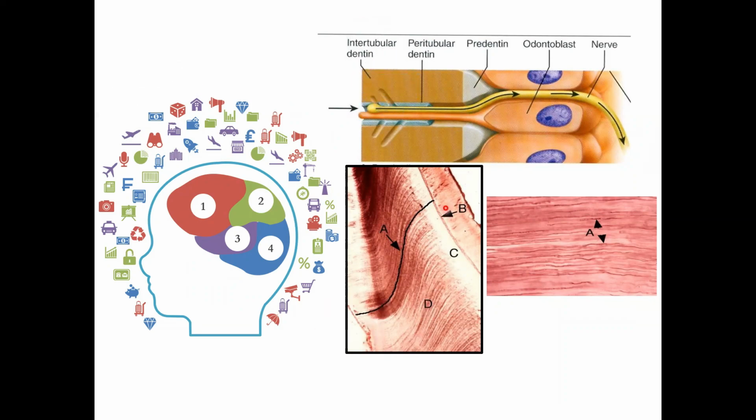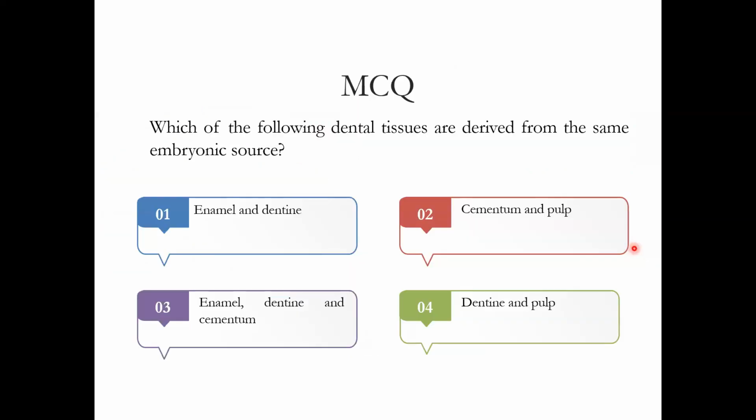circumpulpal dentin surrounding the pulp. Two curvatures: primary curvature which resembles the English alphabet S, and secondary curvature which are waviness within the dentinal tubules caused by slight undulations of odontoblasts. I hope that's clear. Let's go to the multiple choice question.